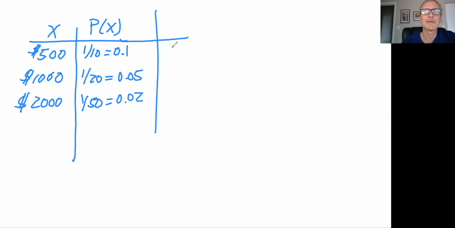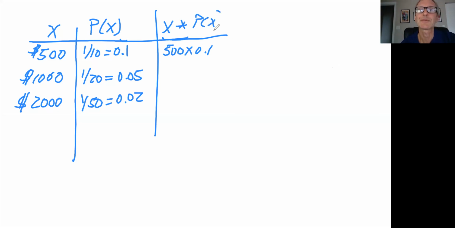So then what you're doing is you're calculating expected value. That's another term for what we like to talk about in statistics as long-term mean. And so how do we calculate the mean? Well, this would be 500 times 0.1, right? So this would be X times P of X. So actually expected value is calculating the mean. And so this would be 50 bucks.